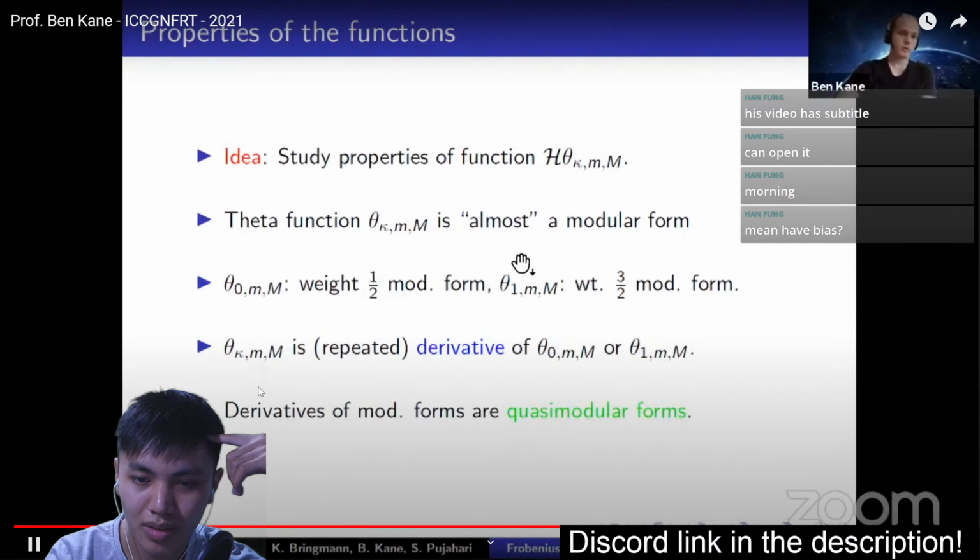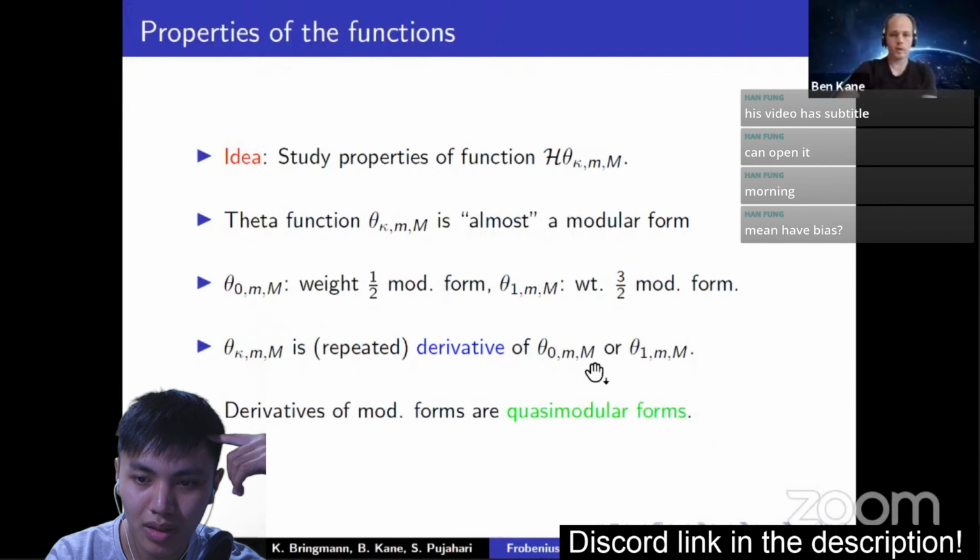But derivatives of modular forms are what we call quasi-modular forms. And quasi-modular forms miss being modular forms by only a little bit in some sense.